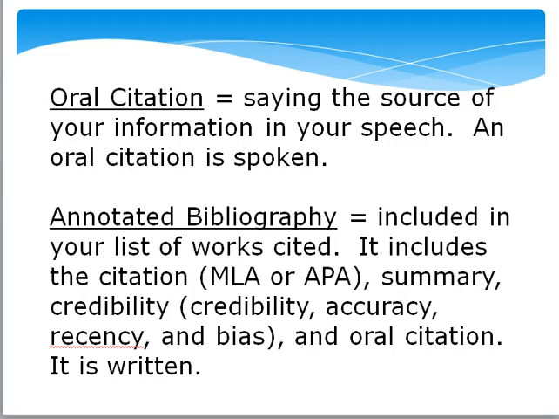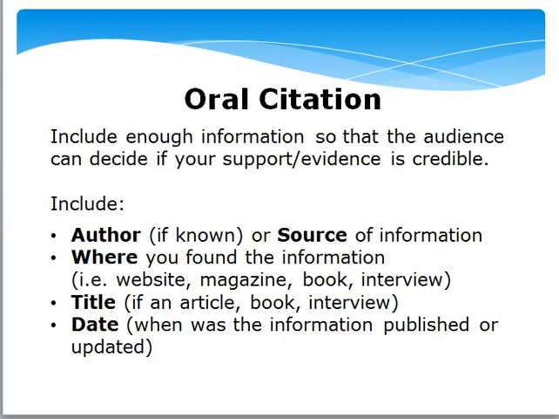So let's break these apart. Let's first look at oral citations. With an oral citation, you want to include enough information so that the audience can decide if your support or evidence is credible. In the oral citation, you would want to include the author, if the author is known. If the author is unknown, you would want to include the source of the information. So for an example, an article on the American Heart Association's website.